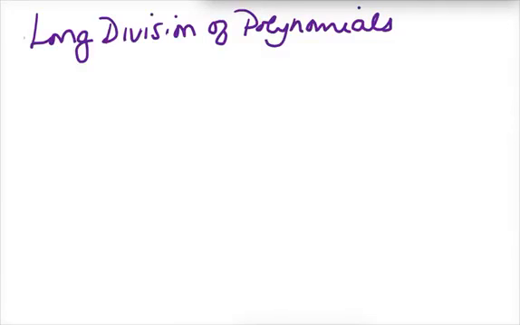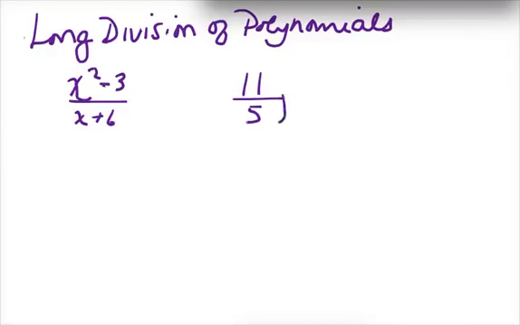Okay, this is a review of long division of polynomials, and I'm going to give you a rational function: x squared minus 3 over x plus 6. Looks horrible, that 3. And just like a fraction, if you had 11 divided by 5, the numerator goes in the house. You remember that? So this looks like x squared divided by x plus 6, with x squared in the house.